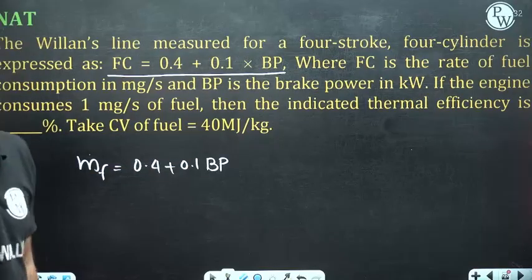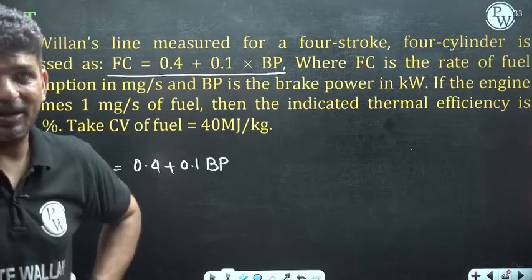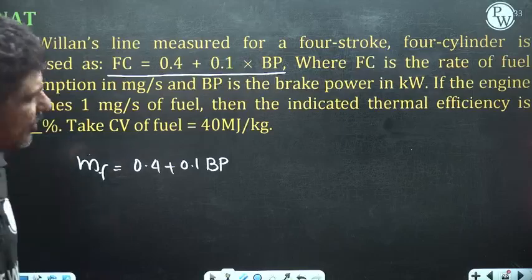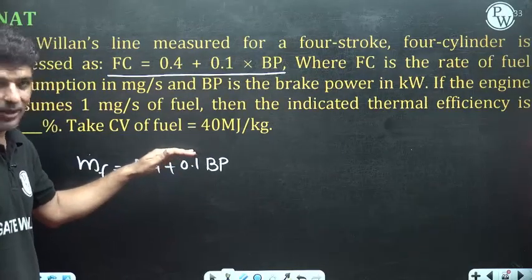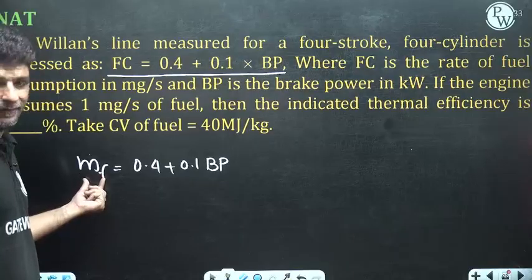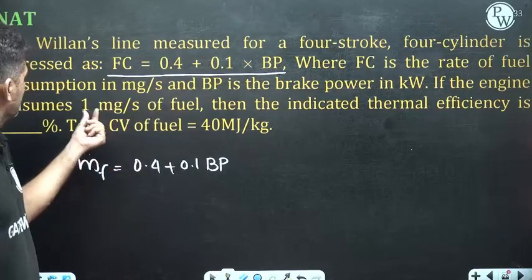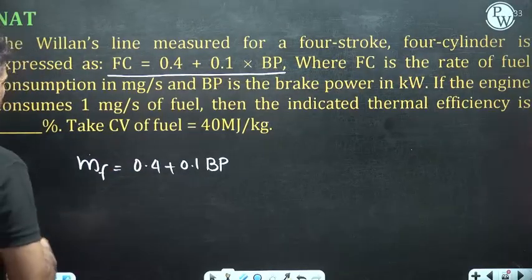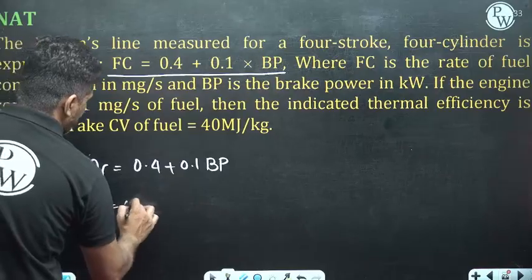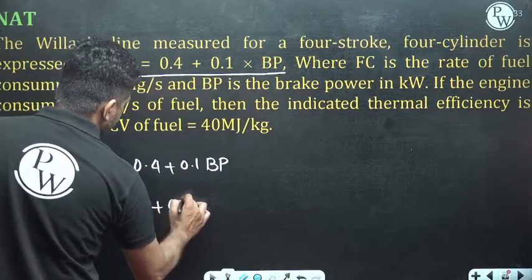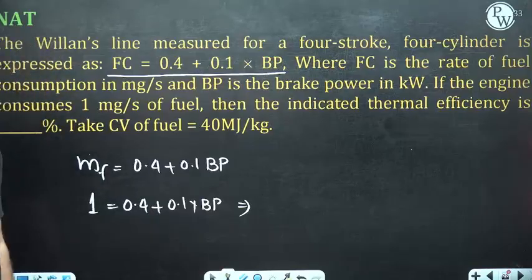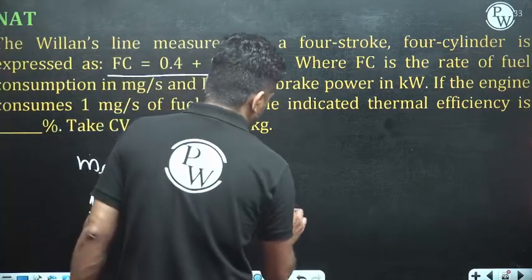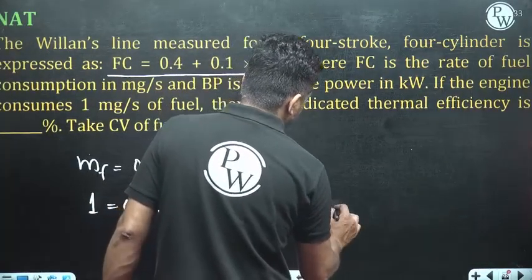So he is asking you the indicated thermal efficiency, so we have to calculate indicated power. He is saying m dot f is 1 milligram per second. So this is your 1, that will be equal to 0.4 plus 0.1 multiplied by brake power. So from here you can see that the brake power will come out to be 6 kilowatt. So brake power is 6 kilowatt.